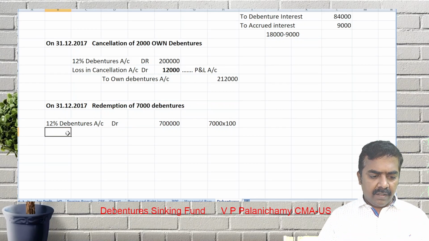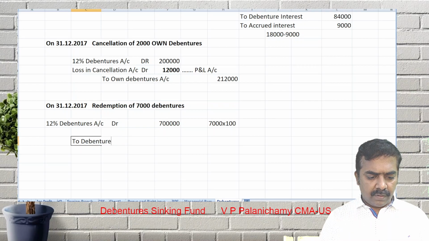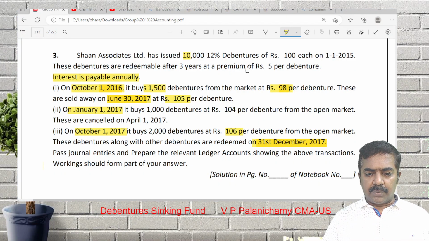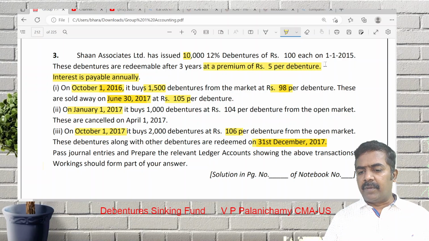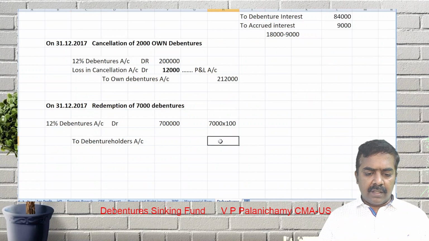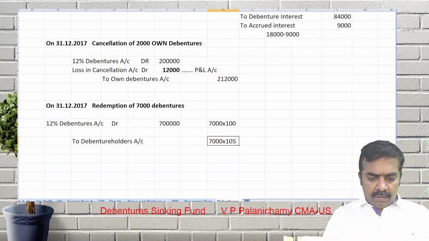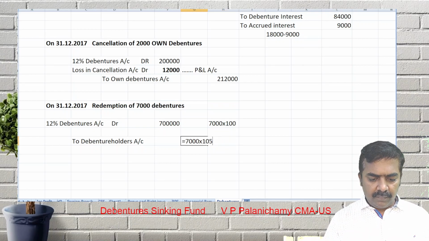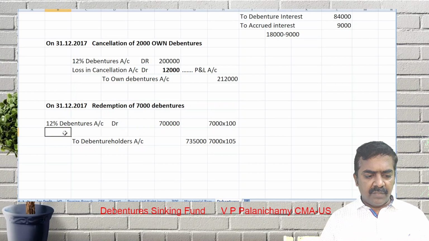Then, two debenture holders. To debenture holders, are we going to redeem at par or premium? Check the question. We are going to redeem at a premium of how much per debenture? 5 rupees per debenture. Now we have to pay 7,000 into 105. 7,000 into 105 is the amount payable. எவ்வளவு pay பண்ணணும்? 7,35,000. This is called as which one?